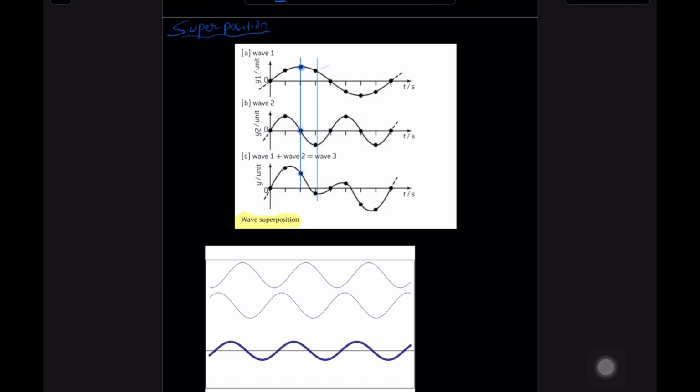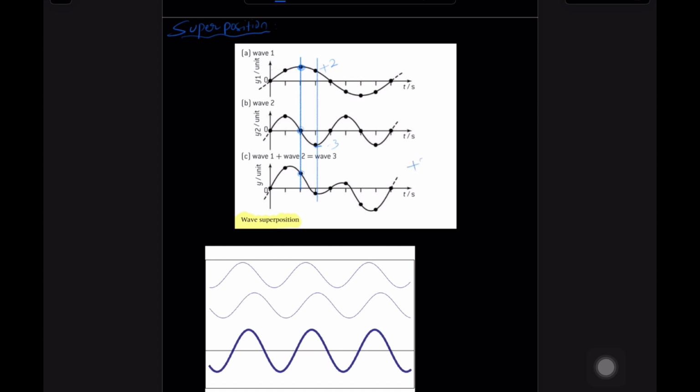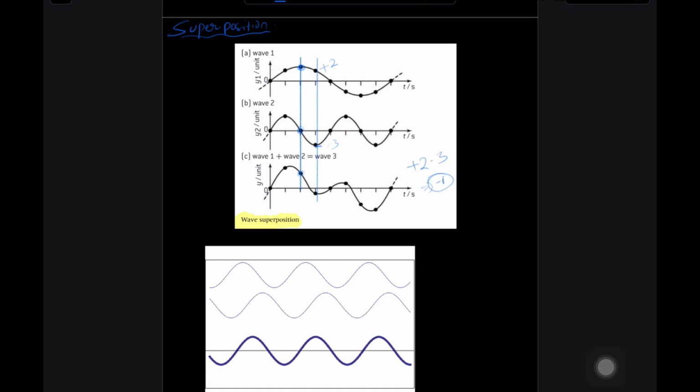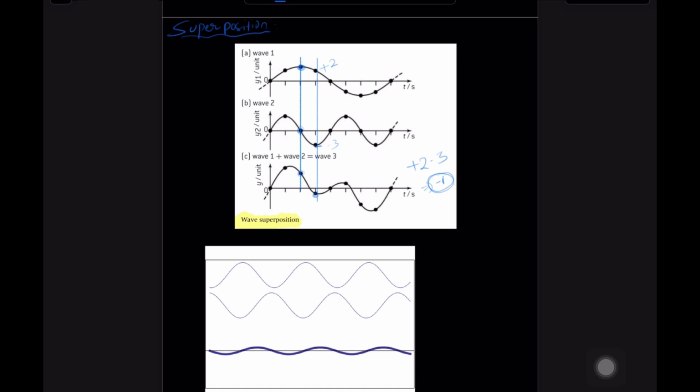Similarly, let's say this is positive 2 and this is minus 3. Then the net displacement will be positive 2 minus 3, which turns out to be minus 1. So the displacement of the resultant wave is going to be minus 1. It's just the vector sum of the displacements of the individual waves.